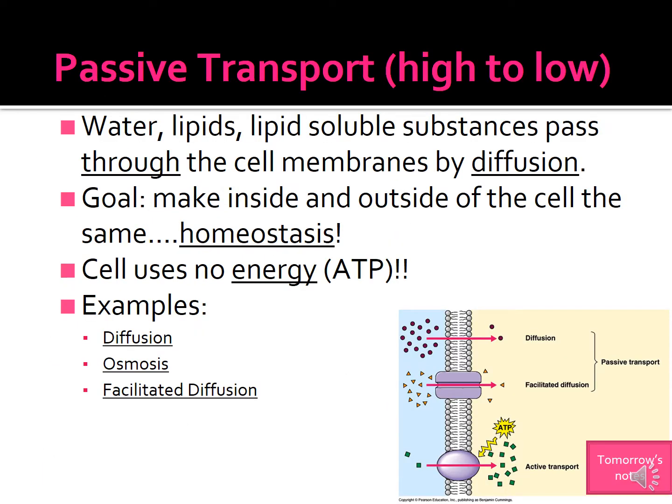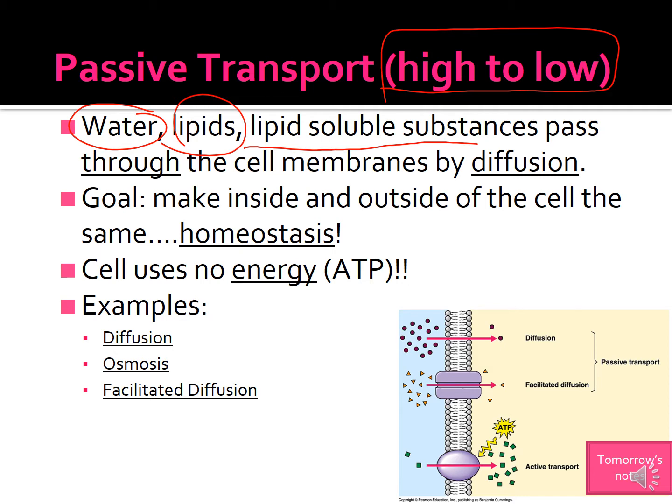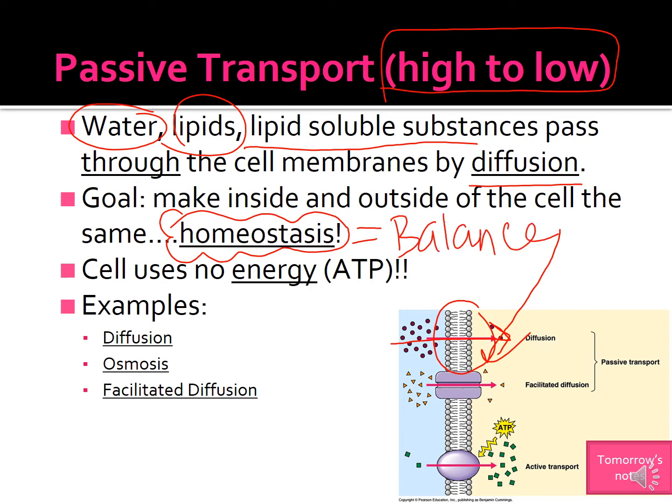Passive transport: high to low, high to low. This is what we're talking about. Water, lipids, and lipid soluble substances can go through the cell membrane. As you see here, we have the cell membrane, and the things that are going through the cell are called diffusion. The whole goal of this is to reach homeostasis, which means balance. The cell uses no energy. The energy would be called ATP, but we don't need any energy.